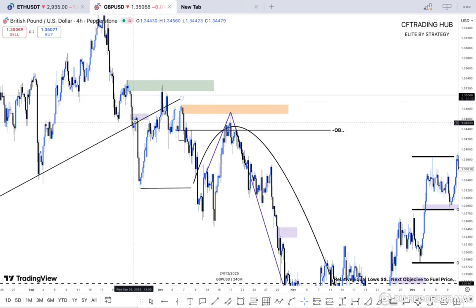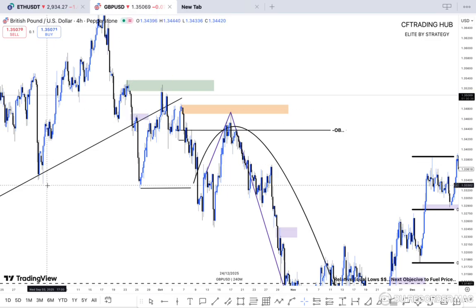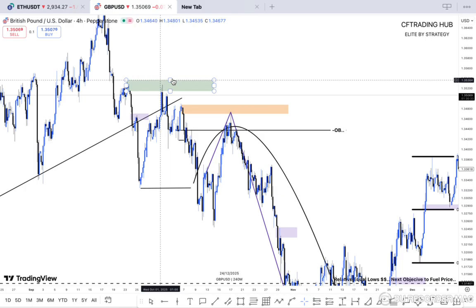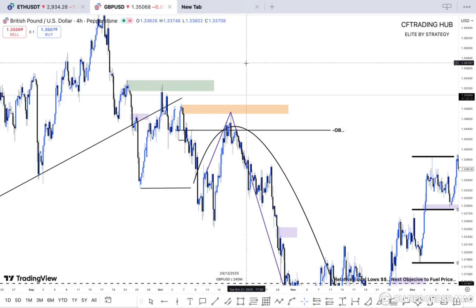Yeah, price tested and respected that particular fair value gap, and broke this structure. But after that, price came for this other block. Why? Because it's a strong order block. Why is it a strong order block? You see, after that particular order block, it broke the structure and the structure again, so that makes it a valid order block. Well, price actually came back to it.